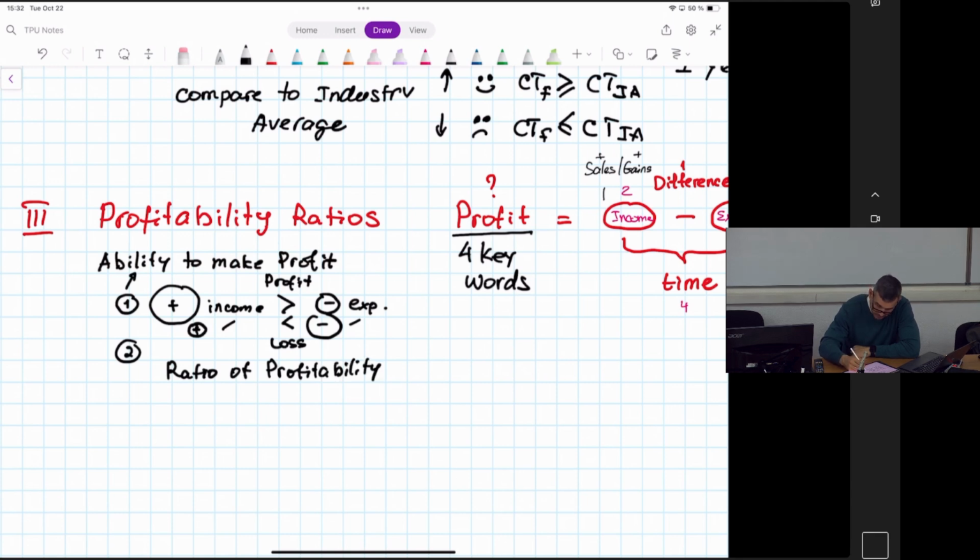Which means рентабельность is always some kind of profit divided by some kind of base. То есть рентабельность означает соотношение прибыли к чему-либо. Profit to a base. Now, what can be profit in this case?